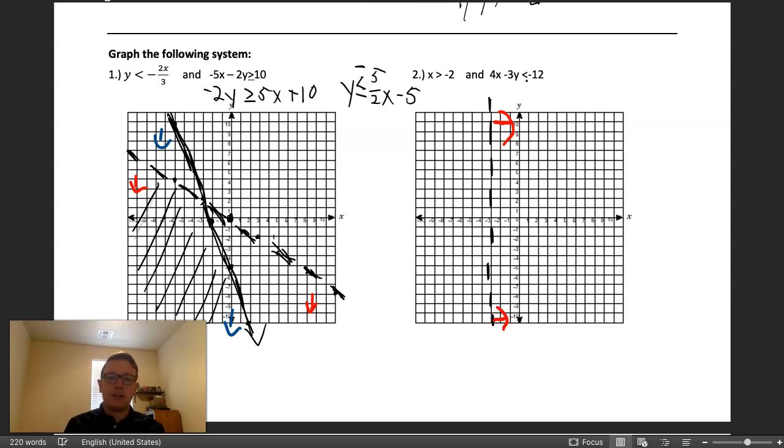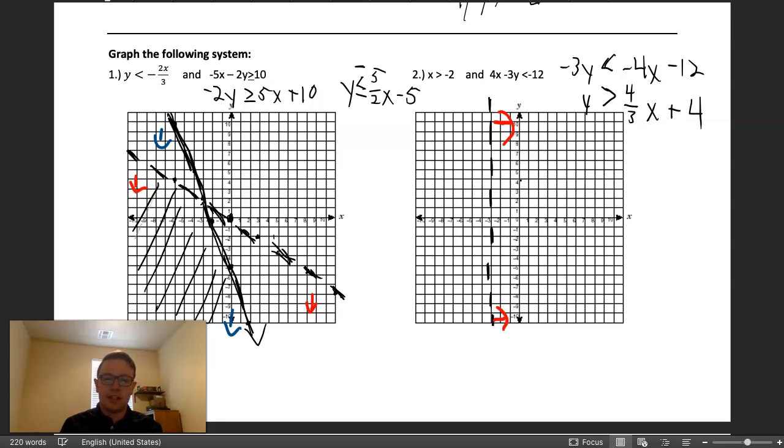For the other one, we have 4x minus 3y is greater than 12. So we're going to need to convert this into slope-intercept form. Let's see, we get minus 3y is going to be greater than minus 4x minus 12. When we divide by minus 3, we have to flip this inequality. So this is going to become y is less than 4 over 3 x minus 4.